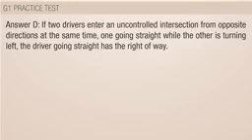Answer D. If 2 drivers enter an uncontrolled intersection from opposite directions at the same time, one going straight while the other is turning left, the driver going straight has the right of way.